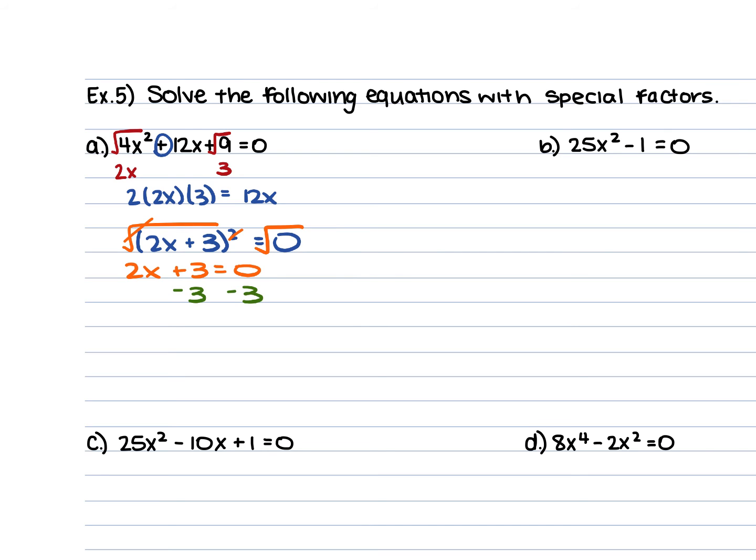Subtract the 3 from each side. Divide each side by the 2. And you get that x is equal to negative 3 halves.